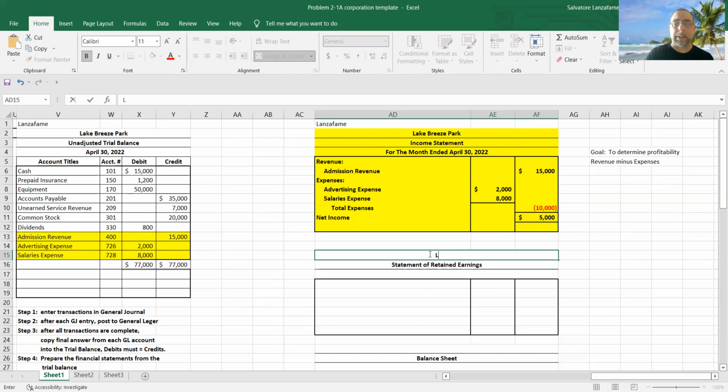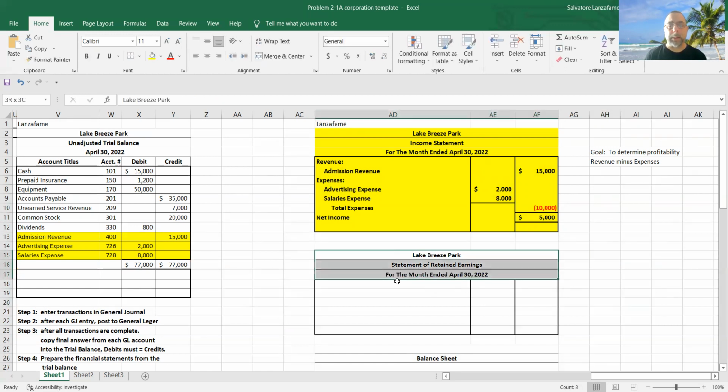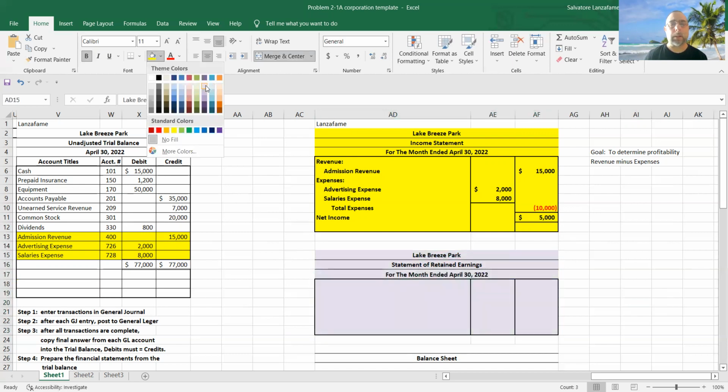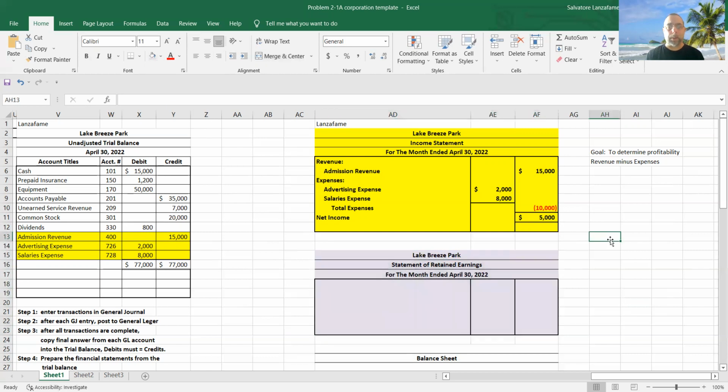Okay, next thing we're going to do is a statement of owner's equity, or excuse me, a statement of retained earnings, as you see there. So let's put the name of the company, Lake Breeze Park, statement of retained earnings. And again, we're going to put this really long date. And let's turn this one this really light purple color.